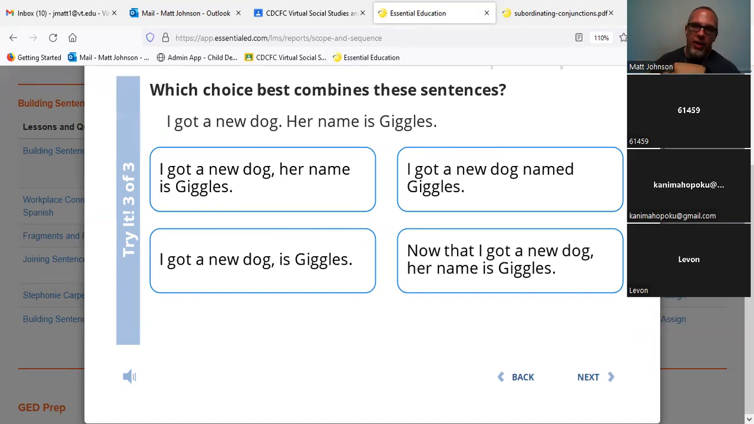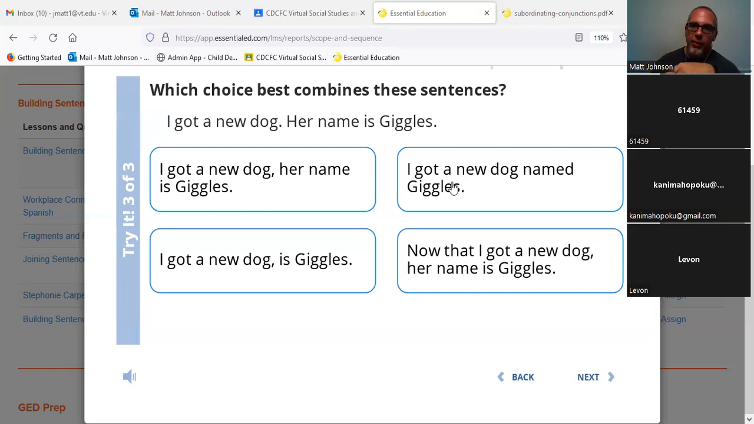So I got a new dog named Giggles, right? It's going to be the right answer, right? We would need a conjunction here. I got a new dog, comma, and her name is Giggles, or we would need to turn that comma into a semicolon to make this one correct, A.